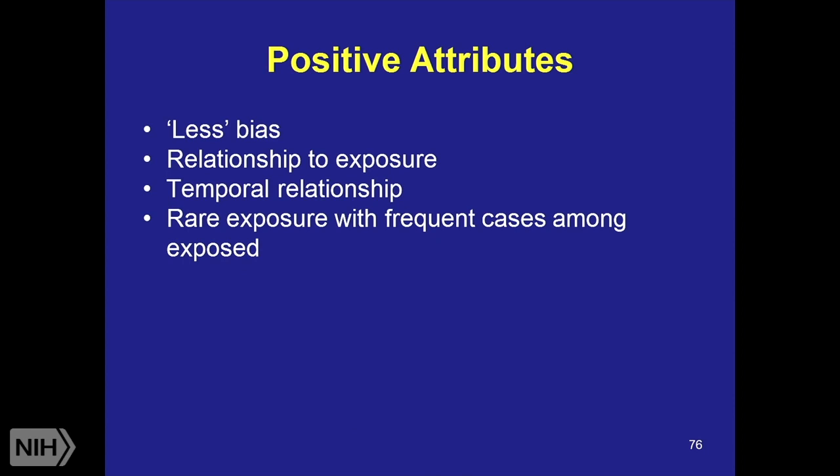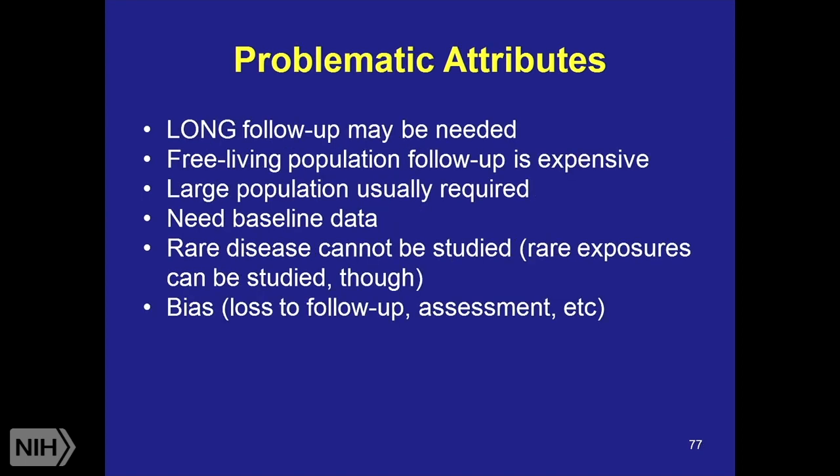So the positive attributes: there's a lot less bias when you use a cohort study compared to some other study types. However, they can be very biased also, don't get me wrong. You see a relationship to the exposure, and you can pick up a temporal relationship much more easily prospectively than historically, but you can pick it up. You're more likely to. Rare exposure with frequent cases among the exposed shows up beautifully here.